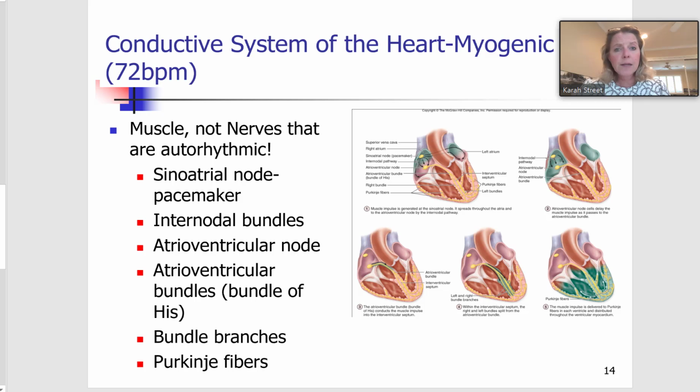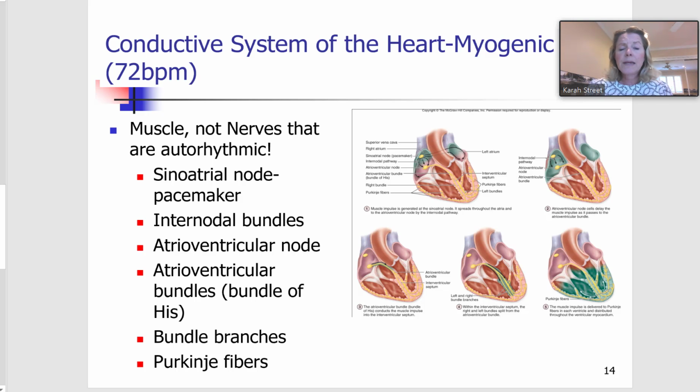Now the SA node and AV node are both found in the right atrium. The SA node is found in the ceiling of the right atrium, and the AV node is found in the floor of the right atrium. The internodal bundles connect the SA node to the AV node, but they also cross the septum that's found in between the atria. A septum means wall.